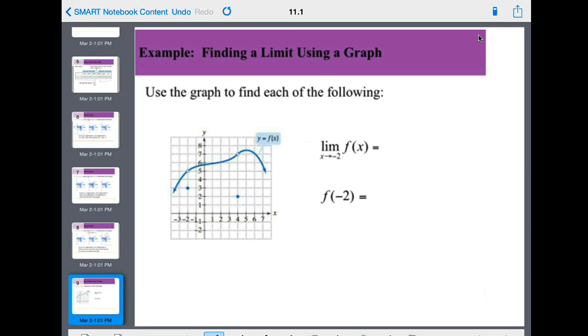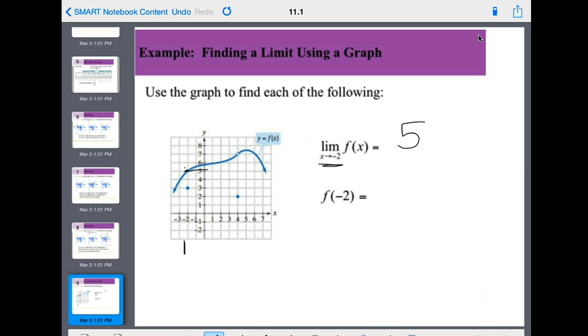Now, if we're looking at this graph, it says, okay, find me the limit as x approaches negative 2 of f of x. So negative 2 is right here. So we go up here. What y value is right about there? If I look over here at negative 2, my y value is positive 5. So my limit is 5.